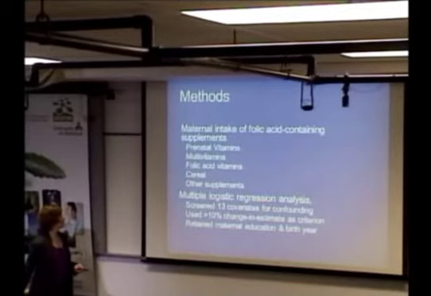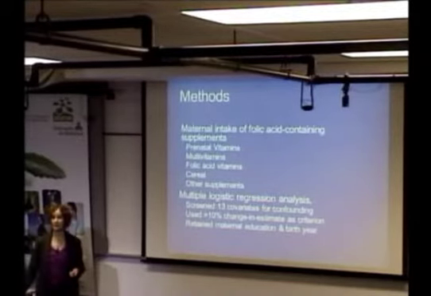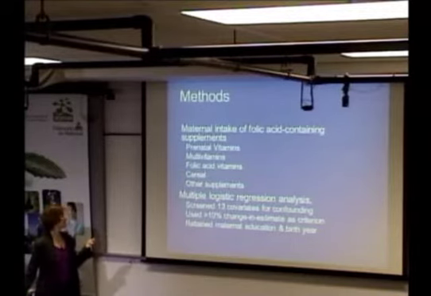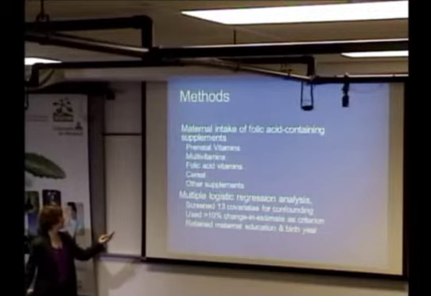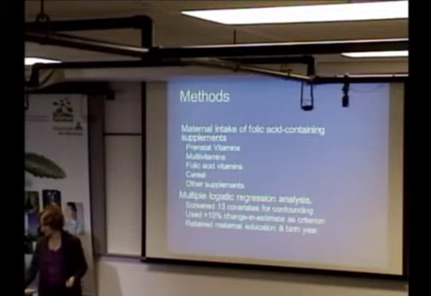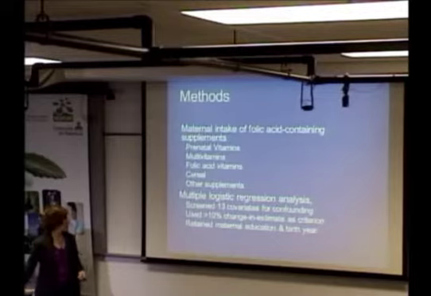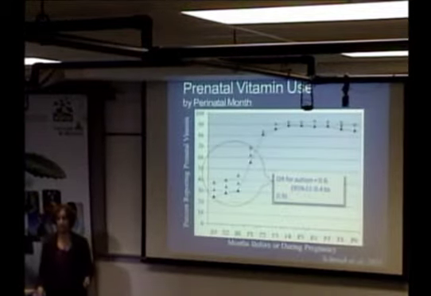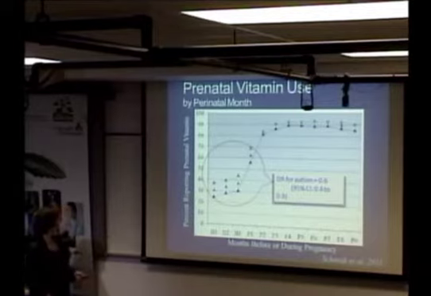So we looked at folic acid as a potential protective factor in autism and calculated estimates of the intake from the different things that are shown here, the multivitamins and cereal and so forth, and then did a logistic regression analysis again, and we screened for a lot of confounders. We actually only found two that confounded, so these are very parsimonious models, with maternal education and birth year.